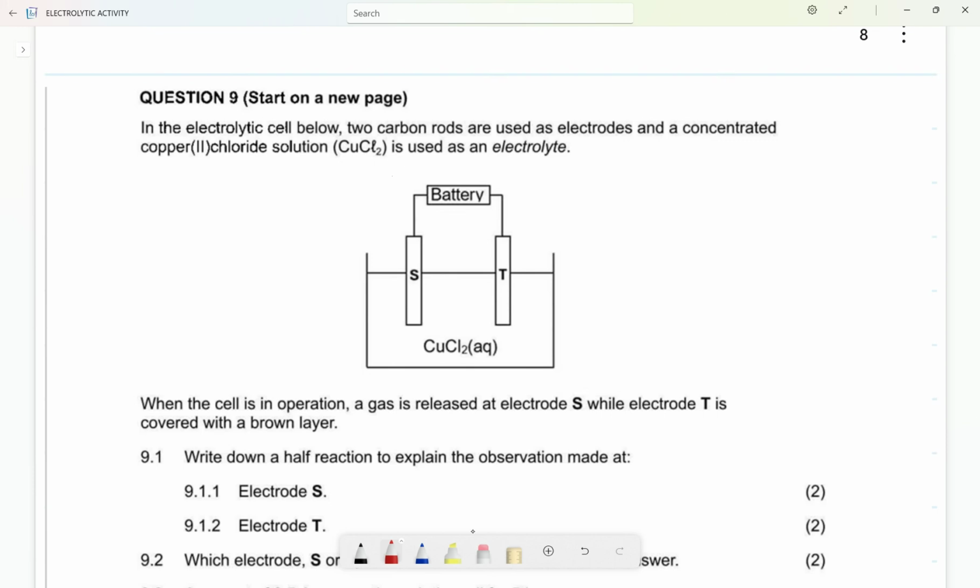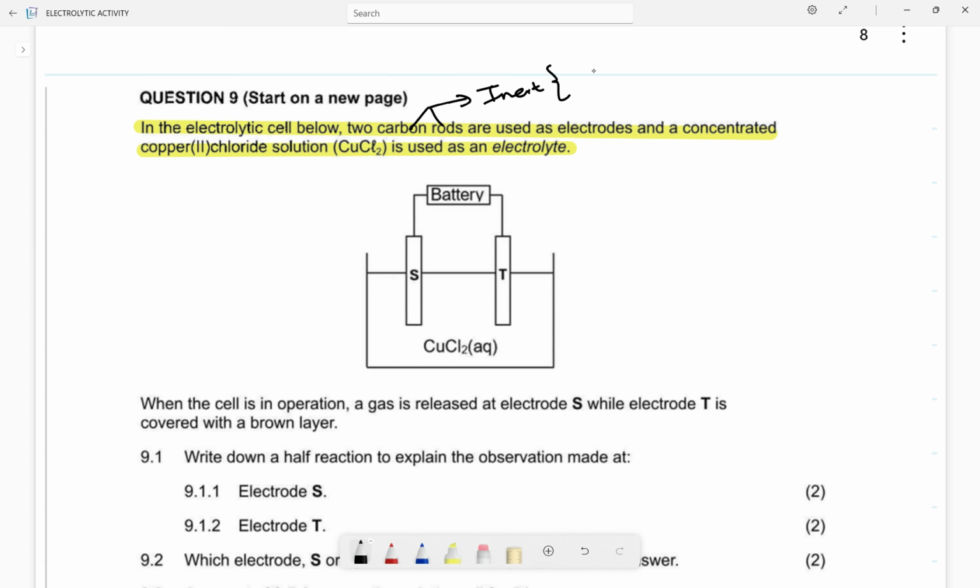So let's look at question 9. It says in an electrolytic cell below, two carbon rods are used as electrodes, and a concentrated copper chloride solution is used as an electrolyte. Guys, the importance of using carbon rods is that they are inert.